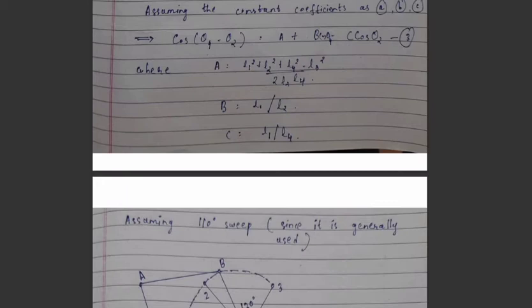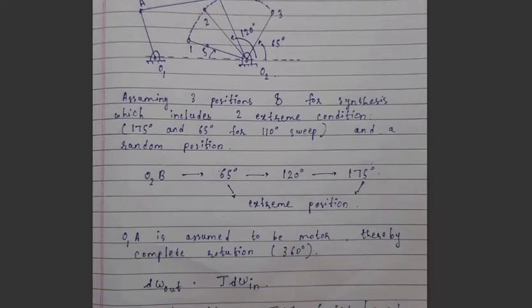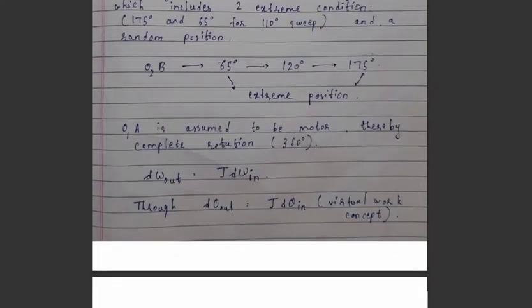Now we'll be moving on to our next part, where we also assume the sweeping angle. Generally, after some research we found that the sweep of the windshield should be 110 degrees. So using that, we found our second position, which will be at the angle of 65 degrees. We also need to find a third position to do our synthesis. So we assume that it is at the center.